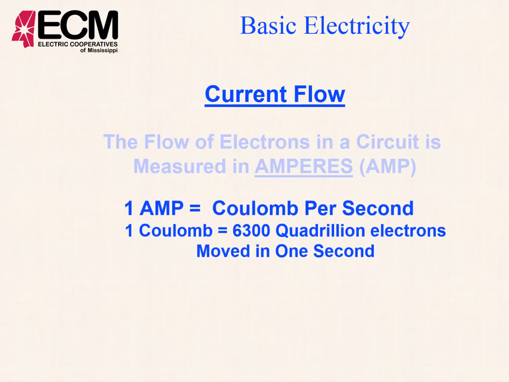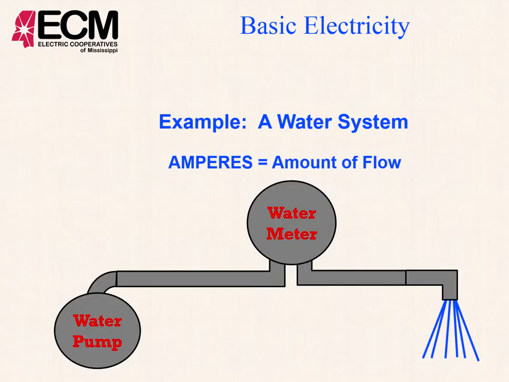So what is an amp? One amp is a coulomb per second. One coulomb is 6,300 quadrillion electrons. So if you have 6,300 quadrillion electrons move over a period of 1 second, that's measured as an amp. That's a lot. What's a quadrillion? I have no idea.